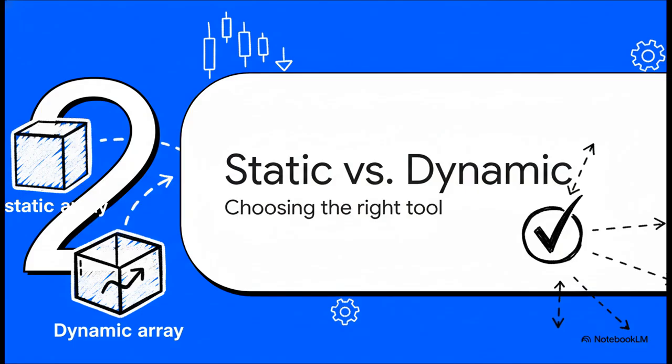All right, but not all arrays are created equal. MQL5 gives you two main types to work with, static and dynamic. And believe me, knowing when to use each one is absolutely crucial for writing code that's both efficient and doesn't have a bunch of weird bugs.